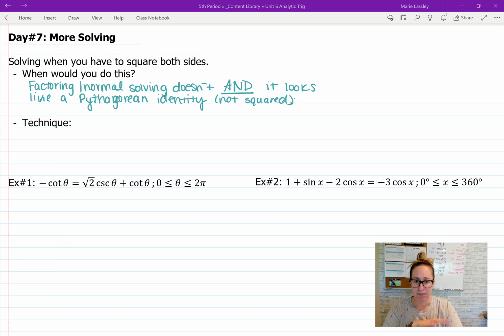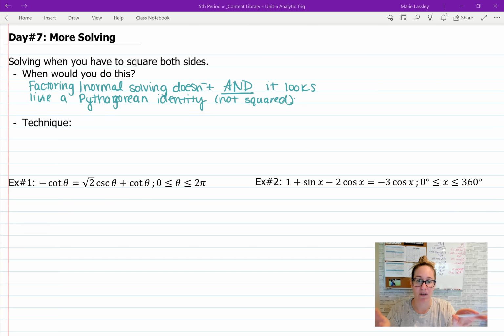Now, if anything in the entire equation has a square on it, you don't use this technique. This is strictly when things are not squared, but they look like sine and cosine go together with a Pythagorean identity. We also have cosecant and cotangent go together with a Pythagorean identity, and then tangent and secant would go together. So if you have those trig functions paired up, but nothing is squared, we would use this technique.